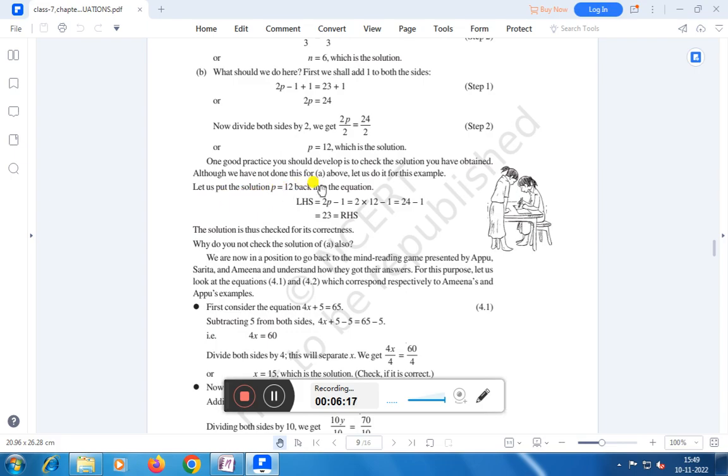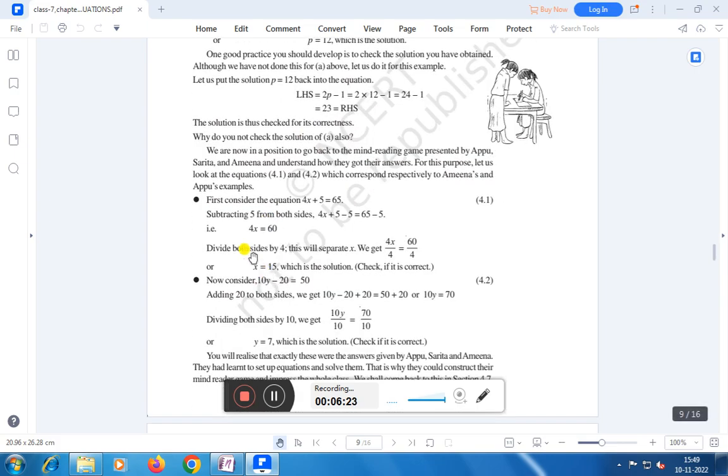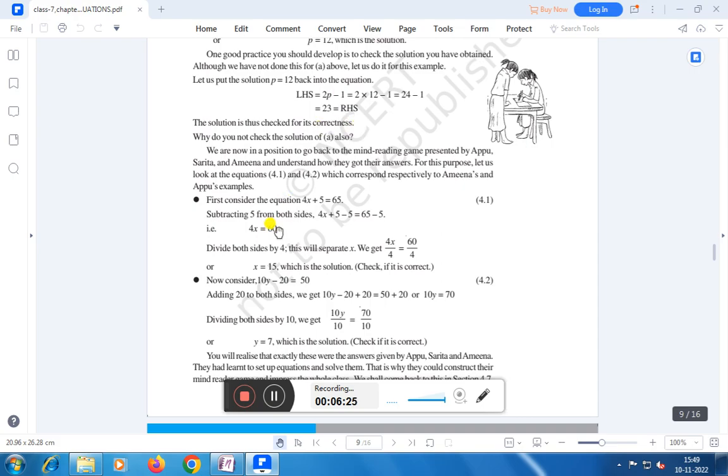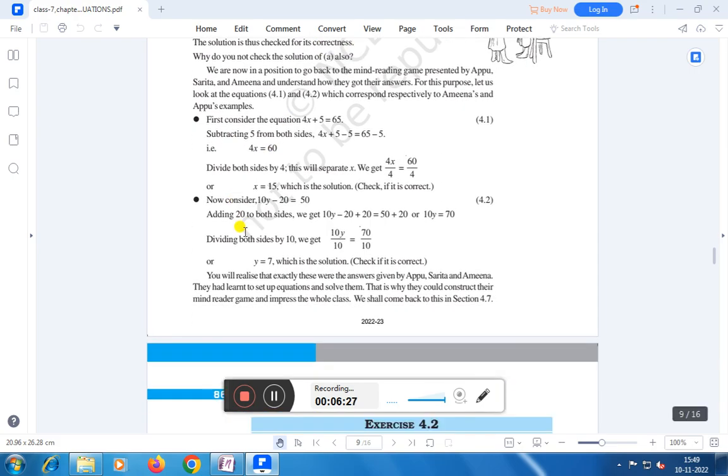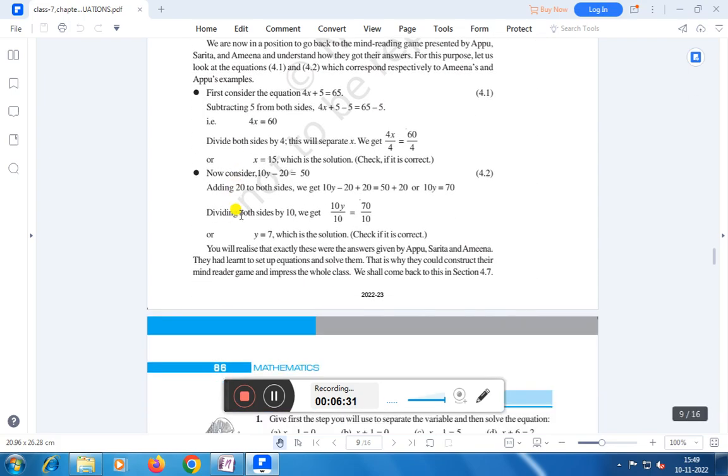Let us put the solution p equal to 12 back into the equation. 2p minus 1, that is 24 minus 1, that is 23, which is equal to the right hand side. The solution is thus checked for its correctness. In this way, you can solve any problem in a variable.